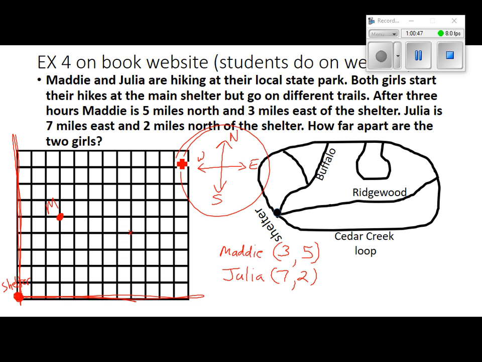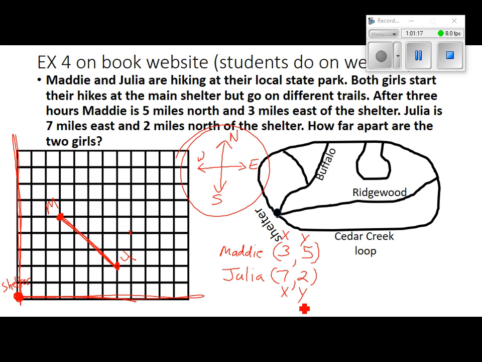So we got those, let's see, Julia. Write that right, 7, 2, is that her point? Yep. 1, 2, 3, 4, 5, 6, 7, 1, 2, that's Julia. We're trying to find the distance between the two. Did we really need to draw the picture? No. What did we actually need here? Just the coordinates. That's an X, that's a Y, that's an X, that's a Y.